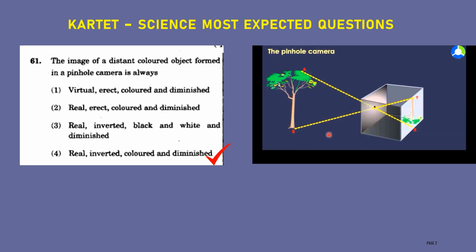And inverted, then you can see inverted is nothing but ulta. The upside will become down here, the down will become up here, therefore inverted. And colored, what image you are getting, it is the same color as the object. And also diminished is nothing but, see the size of the image compared to the object, the size of the image is decreased or diminished, therefore option 4 is the correct answer.